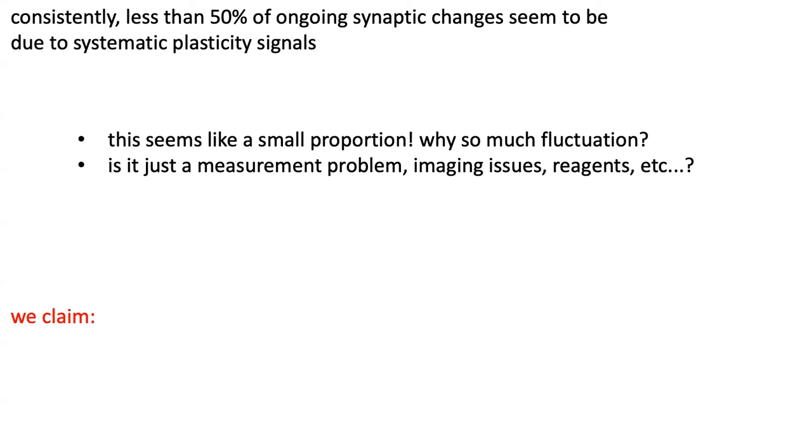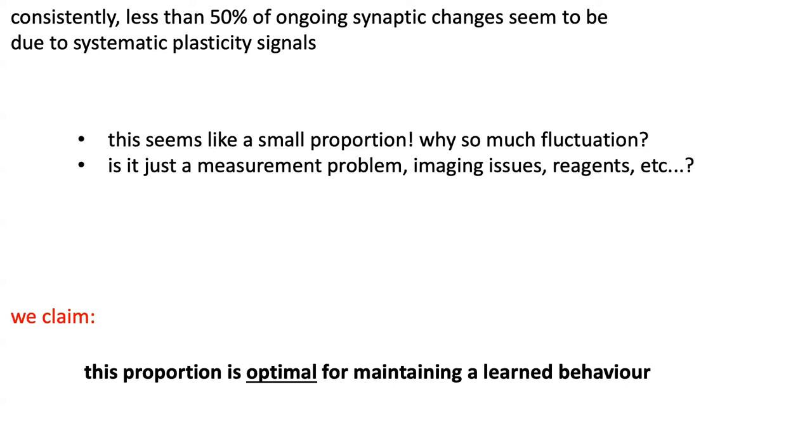And what we're going to claim is that this proportion is actually optimal for maintaining a learned behavior. That seems a bit silly. Okay. The amount of systematic change is less than half of the total change, meaning that the total change is largely unsystematic. How can that be? Well, if this isn't obvious to you already, if this seems mysterious, I promise you in a few minutes you're going to be annoyed because it will seem obvious. At least that's what I hope.